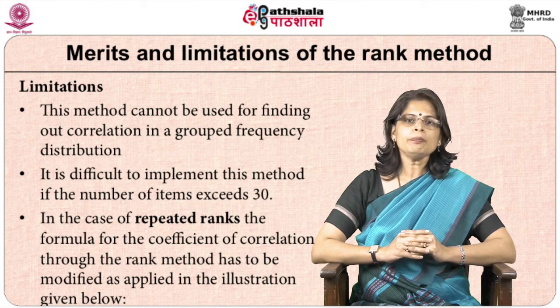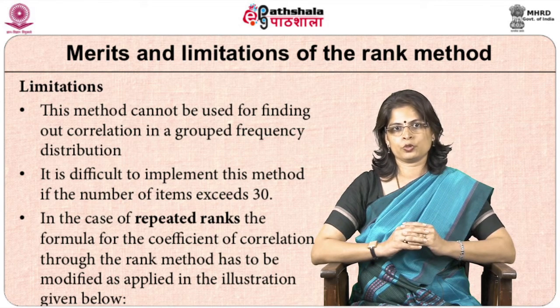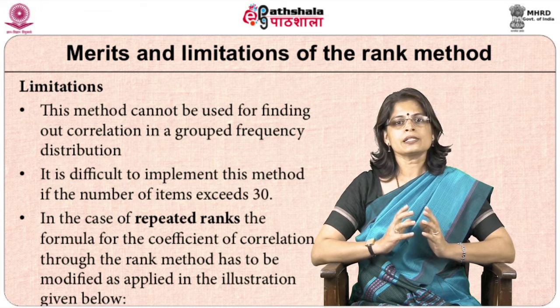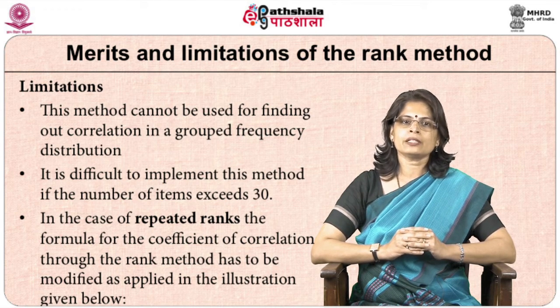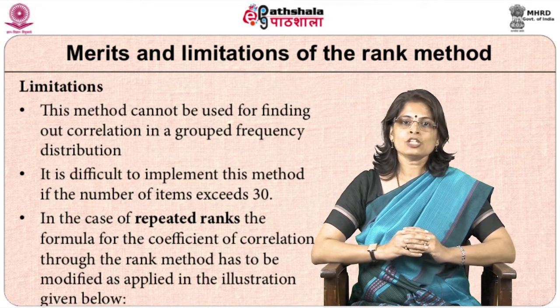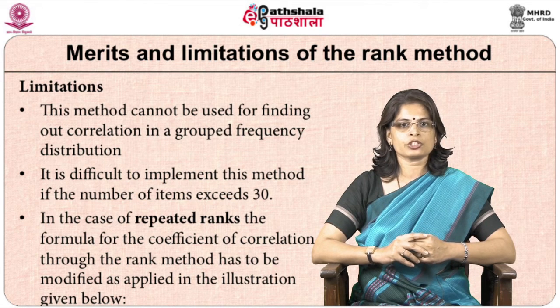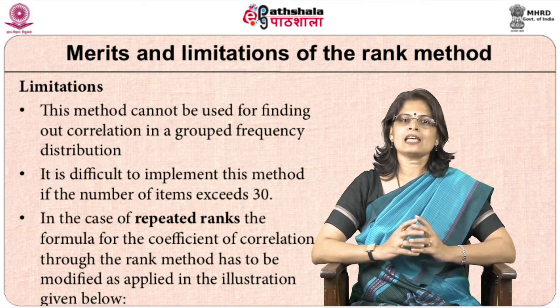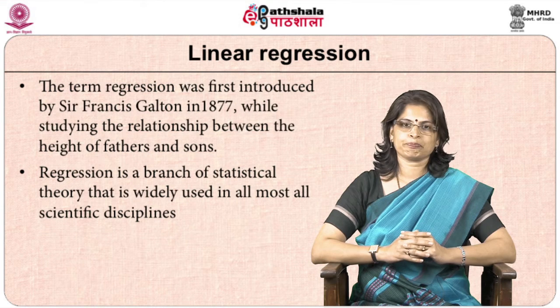We also have a few limitations for this method. This method cannot be used for finding out correlation in a grouped frequency distribution. Also, it is difficult to implement or use this method if the number of items in your data exceeds 30. In case of repeated ranks, the formula for the coefficient of correlation through this method has to be modified and used. The illustration can be found in quadrant 1.